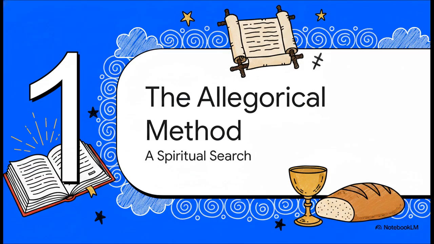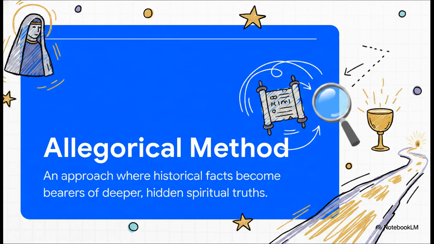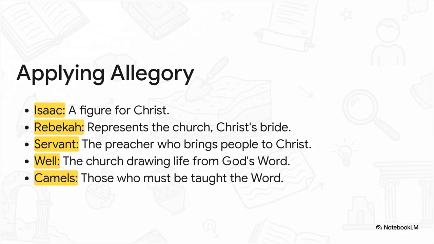Let's dive into one of the oldest methods, one that was super common before the Protestant Reformation. It's called the allegorical method. The big idea here is that with allegory, the historical facts of the story kind of take a back seat. Instead, every single person, every object, every action, it's all treated like a symbol, a secret code for some hidden spiritual truth.